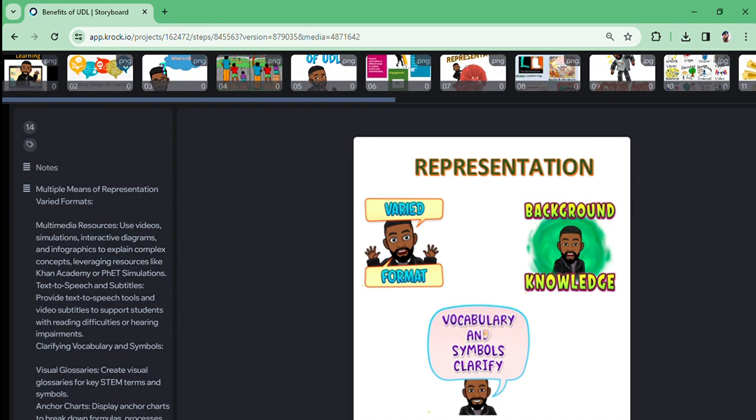So say for example, if we're teaching a chemistry lesson, we have to clarify certain symbols that may not be readily understood, like certain symbols on the periodic table. Or if it's a physics lesson, then we may need to clarify certain symbols in electricity.